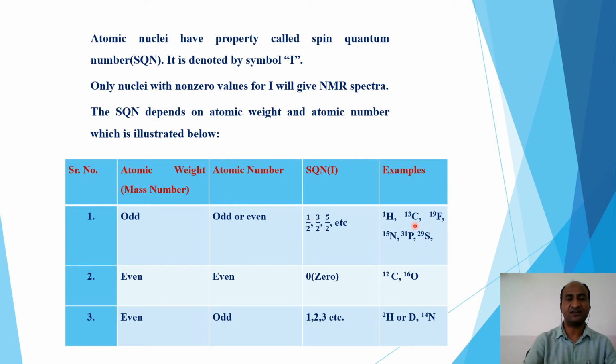If we consider 13C, the atomic weight is 13, that is odd, and the atomic number of carbon is 6, that is even.